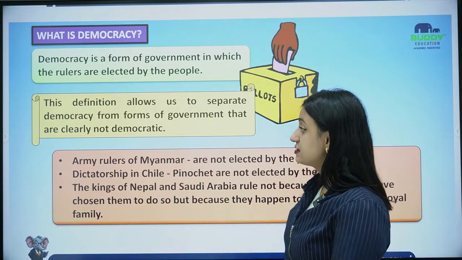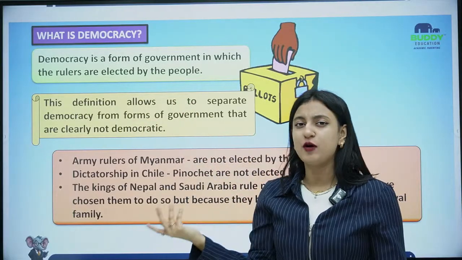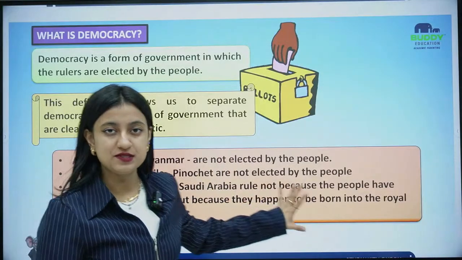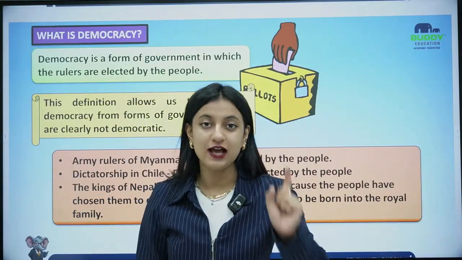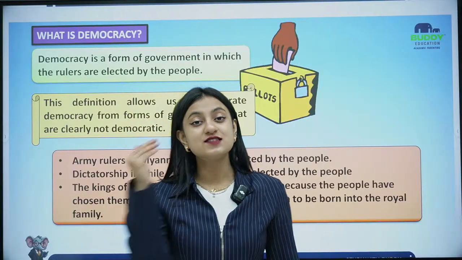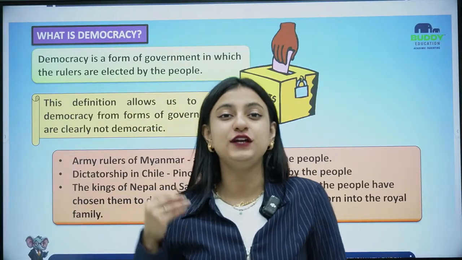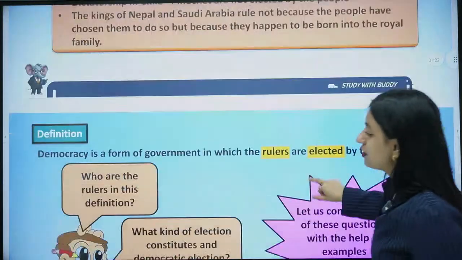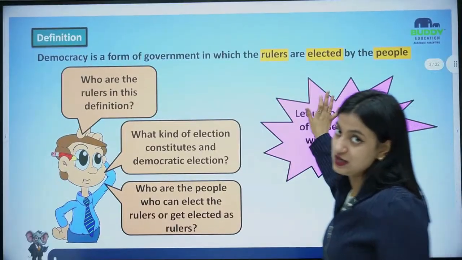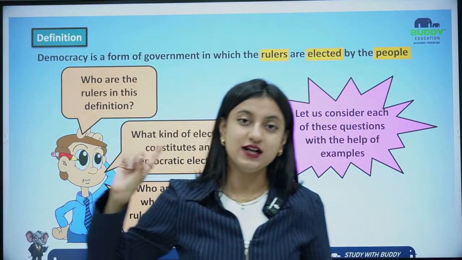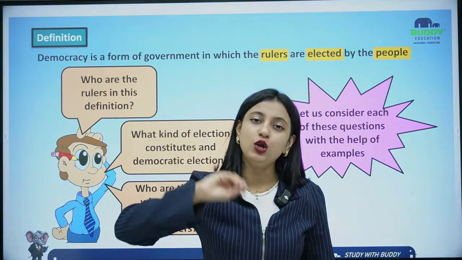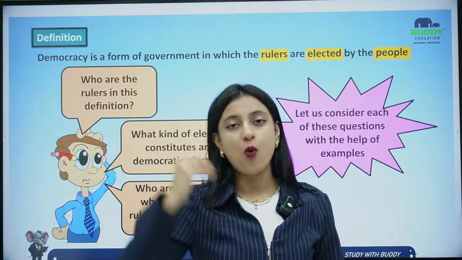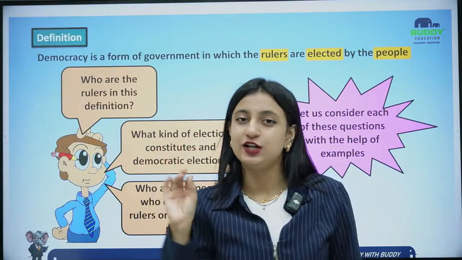Now, the definition allows us to separate democracy from other forms of government. Understood? Easy? There are many examples here. We'll study these examples in detail, story by story, and through stories we'll understand the features of democracy that we want to study. Now the first and foremost question, students: a 4-marker question always comes from this chapter, the favorite and the easiest one. What are the features of democracy? This is the main question that you'll have to study.